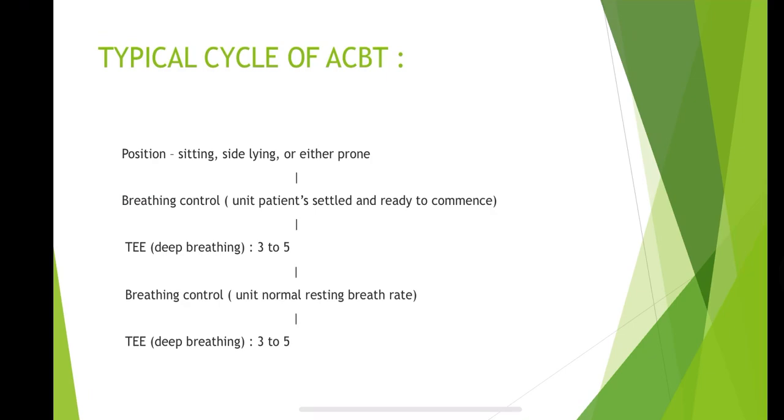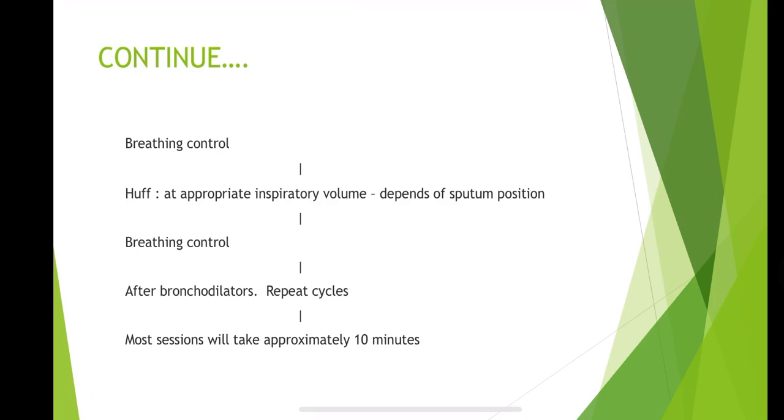Then after that we go to the breathing control phase. Then after the thoracic expansion exercise phase, again we take 3 to 5 deep breaths. Then again the breathing control phase and then huff. The last phase is huff at the appropriate inspiratory volume, depending on sputum position. Then again relaxed breathing, used after bronchodilators, and we repeat the cycle.